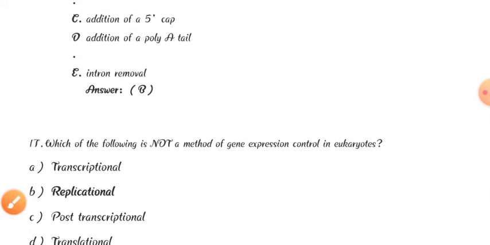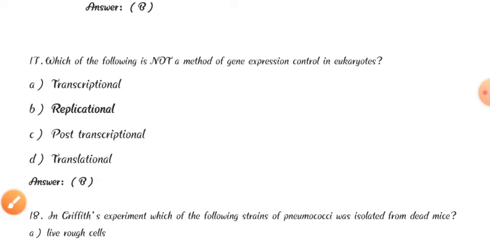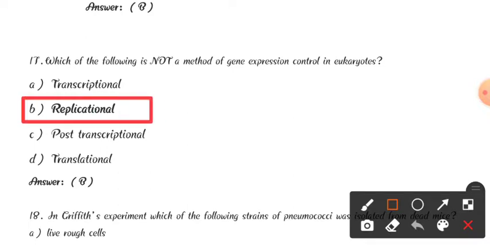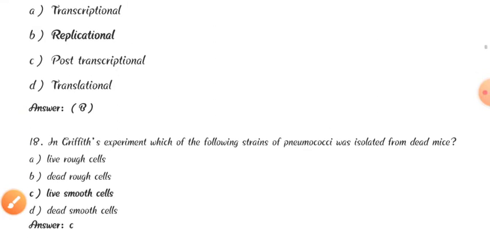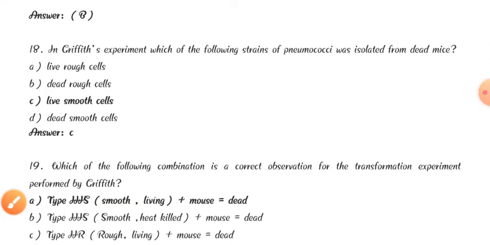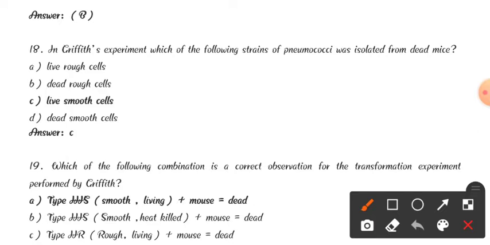Now next question, question number 17 friends, which of the following is not a method of gene expression control in eukaryotes? So friends, option number B, that is replication process, is not a method of gene expression control in eukaryotes. Now next question, that is question number 18, in Griffith's experiment which of the following strains of pneumococci was isolated from dead mice, so live smooth cells. Option C is the correct answer, friends. Okay, option C is the correct answer.